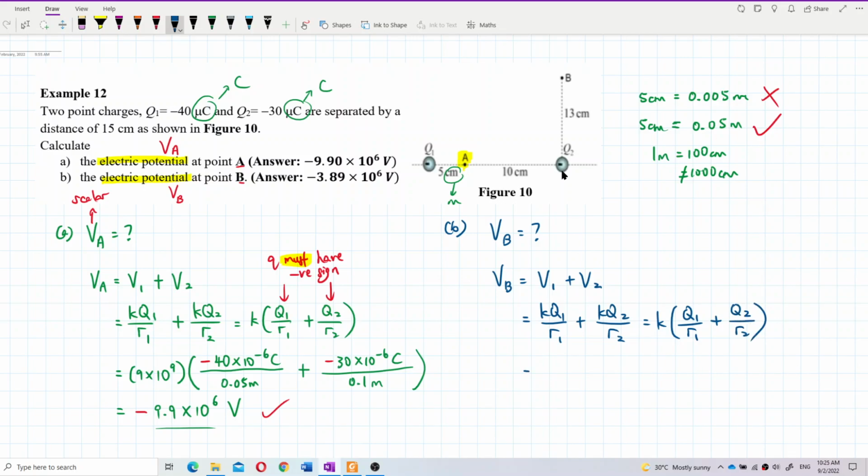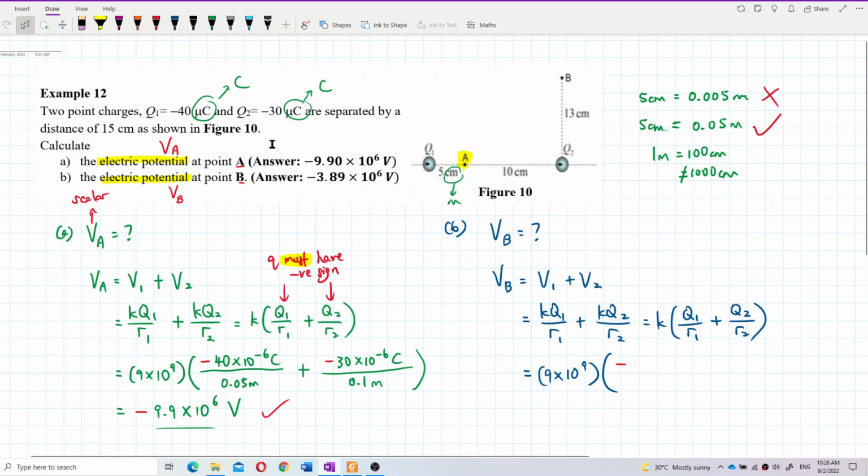All right, so K is 9 exponent 9. And then again, the charge is a negative charge, so you must put a negative sign. For scalar quantity like potential, you must have a negative sign. But for vectors like force and electric field, no negative sign. Ignore the negative sign for charge, but for the direction of the force and electric field, you use positive and negative signs to represent the direction.